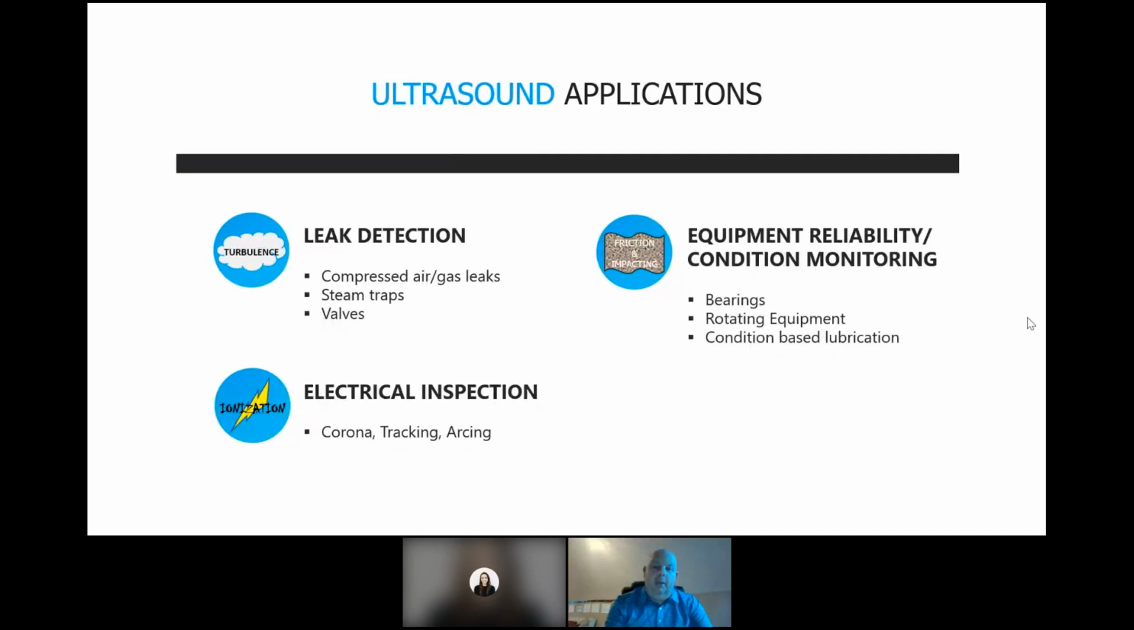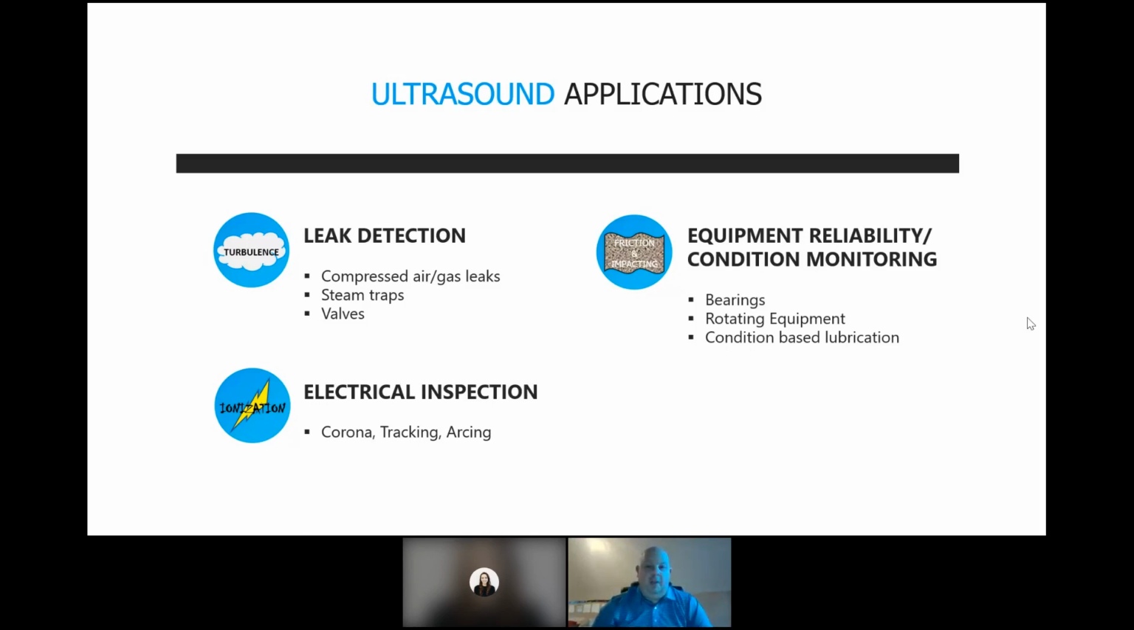And then I would say where the majority of our users are using ultrasound is equipment reliability and condition monitoring, where really they're complementing vibration analysis by using ultrasound as a standalone CBM tool to go out and routinely check the health of bearings and rotating equipment to make sure that there are no signs of any impending failure. And then also condition-based bearing lubrication, where we're more precisely lubricating bearings.